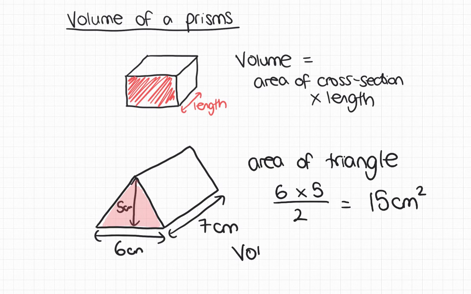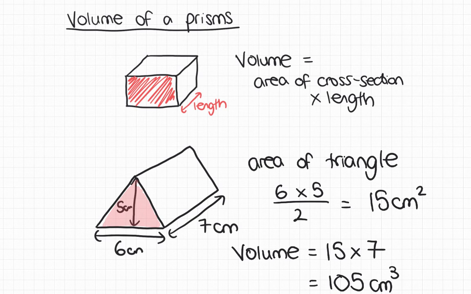Then the volume is simply that area multiplied by the length that goes back, which is 7. So on my calculator I'm going to do 15 times 7, which is 105. And for a volume, the units are centimetres cubed. So that volume is 105 centimetres cubed.